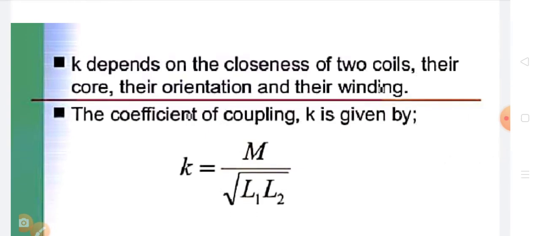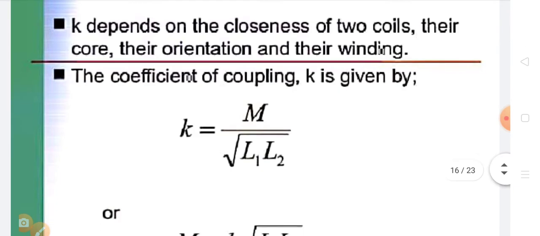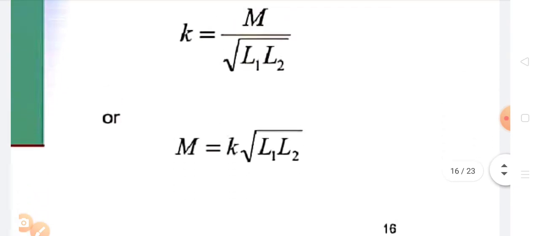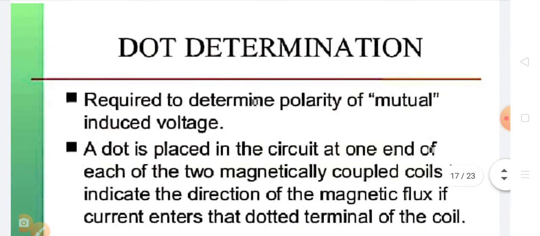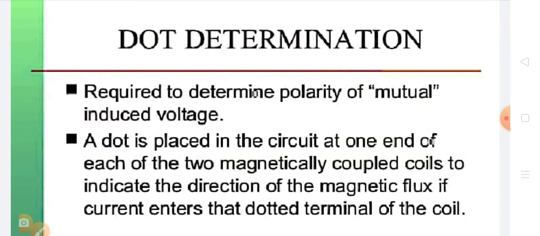Next, what is the formula for the coefficient of coupling? k is equal to M by the square root of L1 into L2. This is the coefficient of coupling in coupled circuits, or you can write the M value as k into the square root of L1 into L2. The next topic is the dot determination.